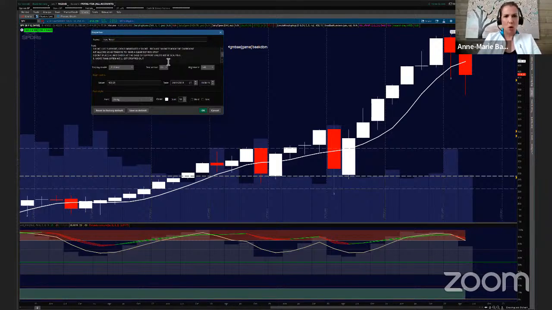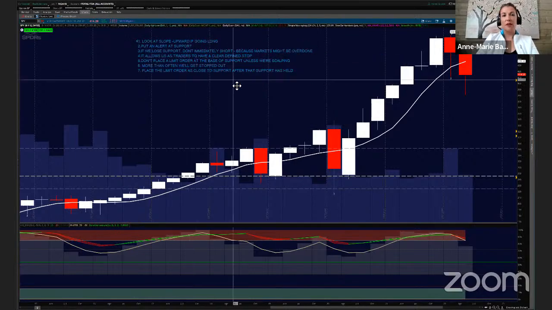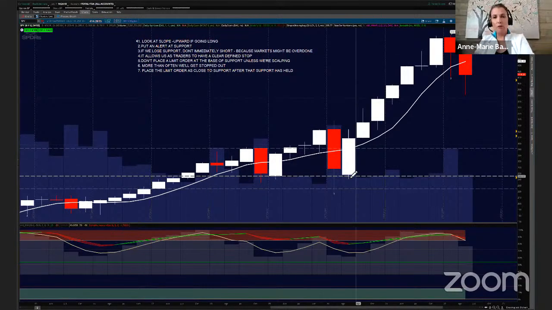All right. So here we are. Once that happens, there we go. Place the limit order as close to support after that support has held. So what does that mean? What do you mean by that? How do I know that support's held? Again, we're going to look forward. We see what's going on here. We know what happened in the future tense. Let's look at how this actually looks.